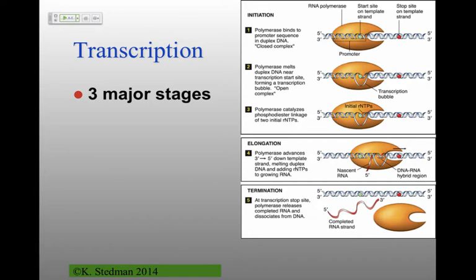Again, we'll talk about transcription regulation later on. Each of these three steps is regulated. Most of the regulation seems to be happening at this first step, initiation, getting the RNA polymerase to the promoter. But there's certainly regulation that happens at later stages.